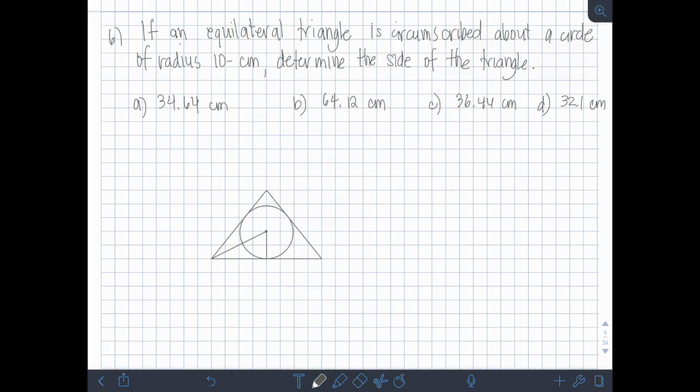Okay? Next, we have, if an equilateral triangle is circumscribed about a circle of radius 10 cm, determine the side of the triangle. Okay, so ito yung itsura ng figure natin.